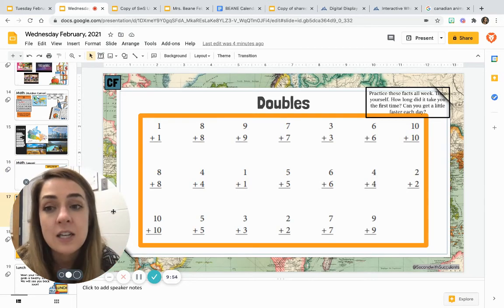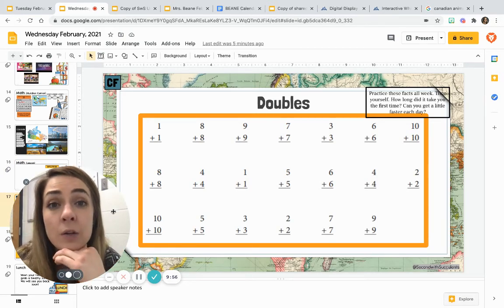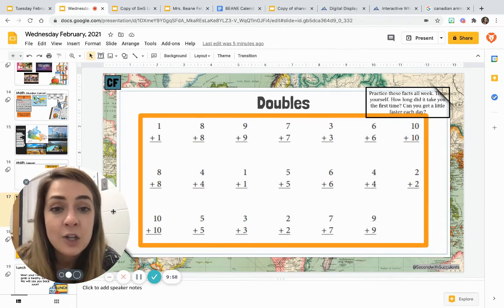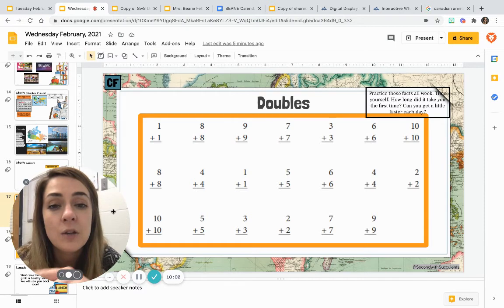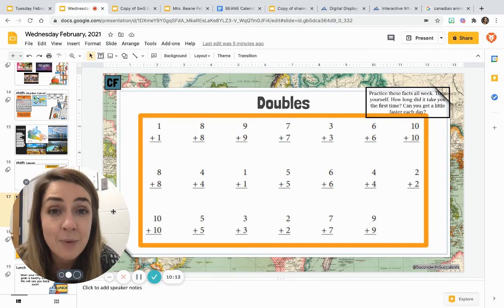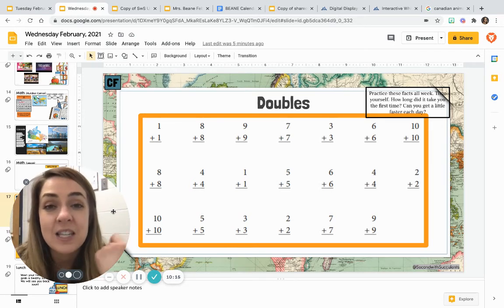I want to draw your attention to this slide. So I want to encourage you for the rest of this week to practice these facts. These are the doubles facts. And I want you to look at this screen and time yourself and see how long it takes you to solve these. And then do this every day to see if you can get faster. I don't mean solving on paper. I mean knowing them just like you know your sight words.